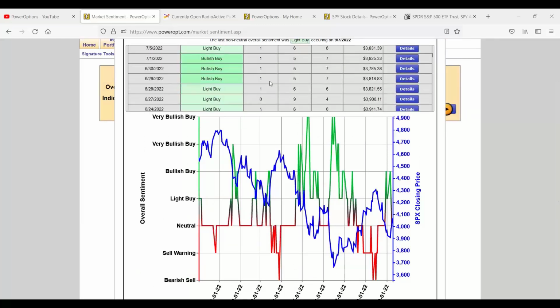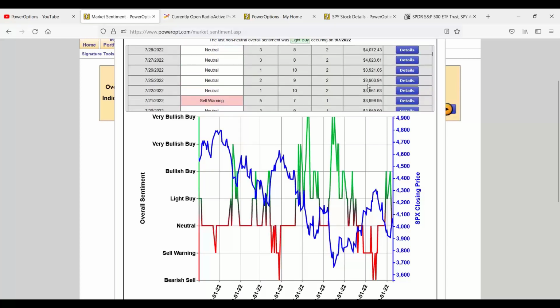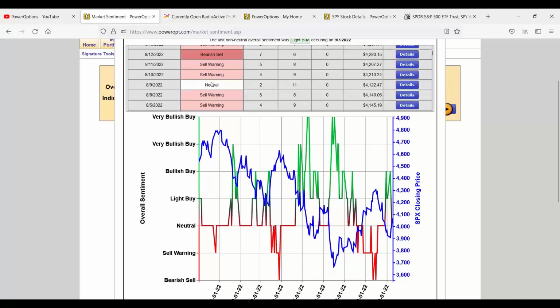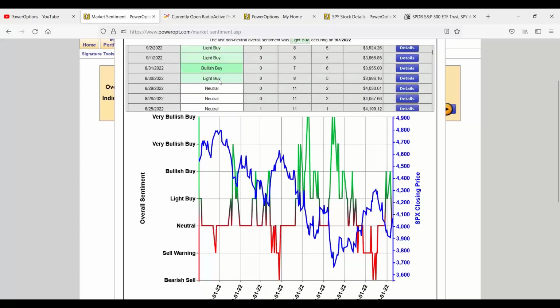You see sell warnings, bullish buy, light buys. This is what I'm talking about. The deep green, very bullish buys, 614, 615, 617. That was this period here, that second top there, which led to that movement. Here we just see some light bullish buys, and it does move up, but it's a much smaller movement. Here we see some sell warnings, but we get two bearish sells in a row on August 15th and August 16th. Triggers a larger movement.